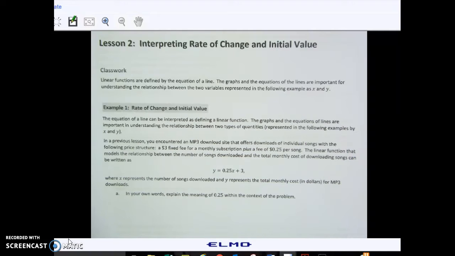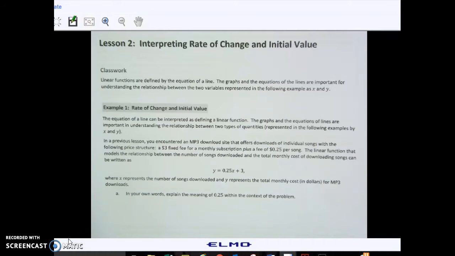So, looking at this first example, we looked at a MP3 download in a previous example that said that downloads of individual songs would be 25 cents per song, and you would pay a $3 monthly subscription fee just to join the club. So the linear function that represents that situation is y equals 0.25 times x plus 3. So x is the number of songs downloaded and y is the total cost you will pay for the month.